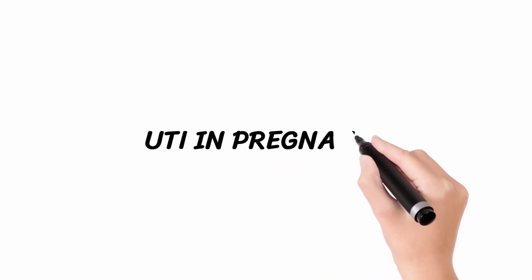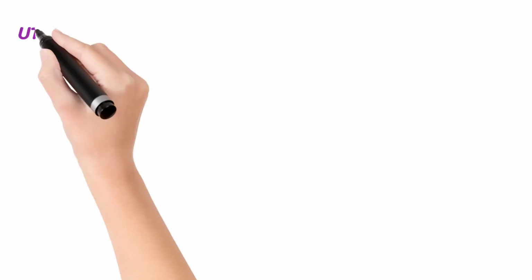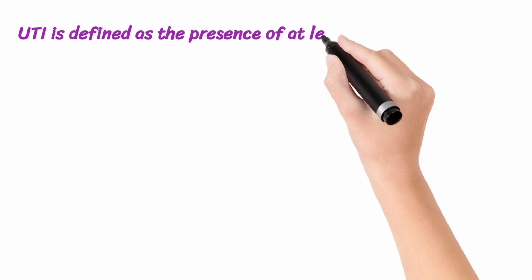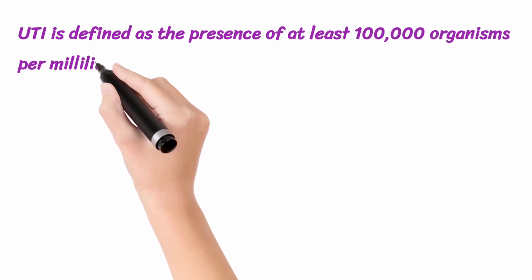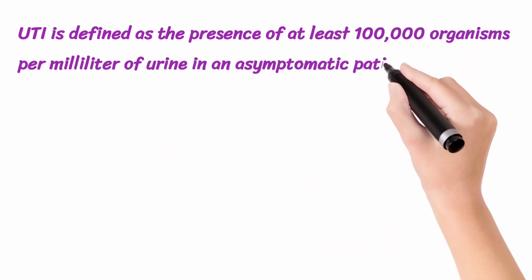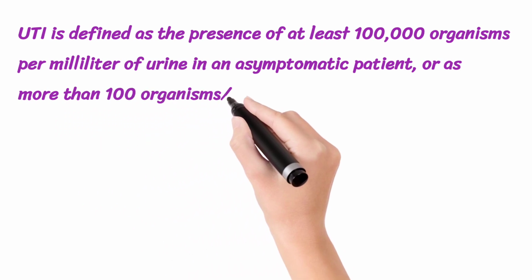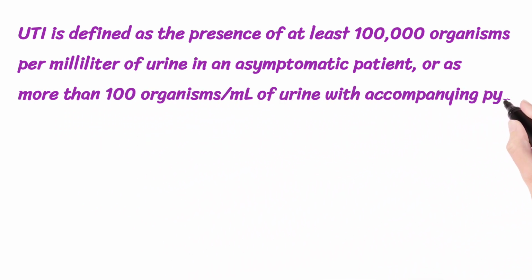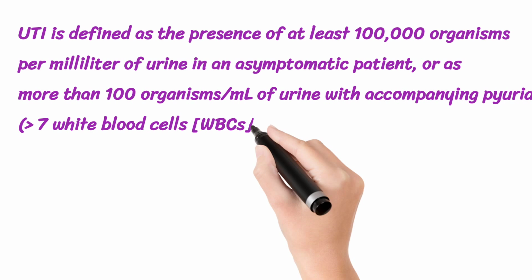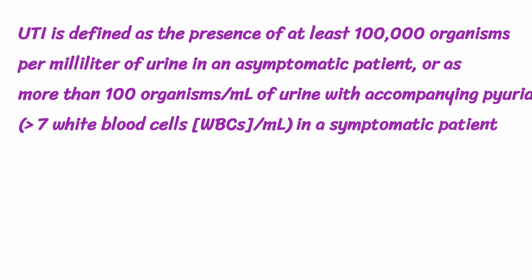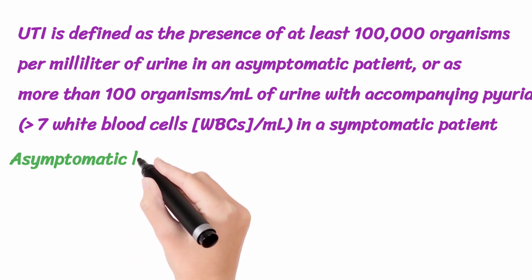UTI in pregnancy. So UTI is defined as the presence of at least 100,000 organisms per milliliter of urine in a symptomatic patient, or more than 100 organisms per ml of urine with accompanying pyuria. That is pyuria that will be defined by greater than 7 WBCs per ml in a symptomatic patient. So the key thing to note here is you have bacteriuria in addition to the patient being symptomatic.